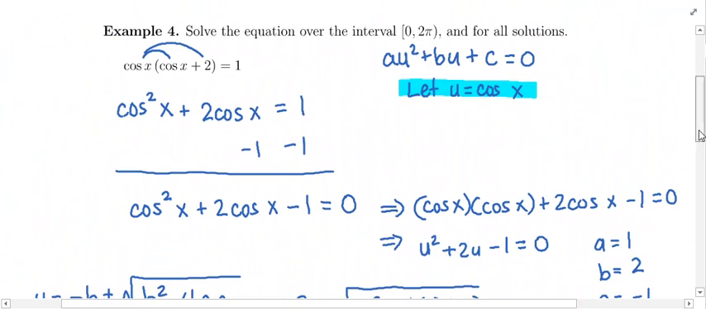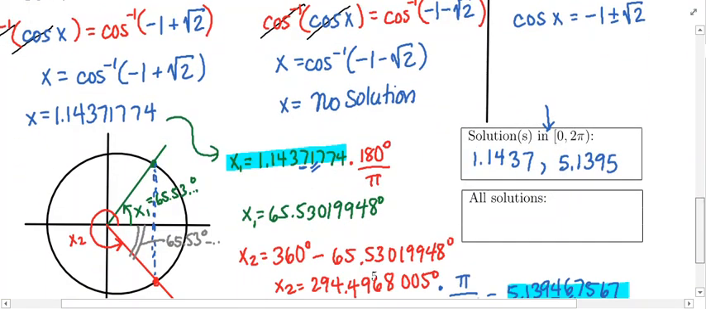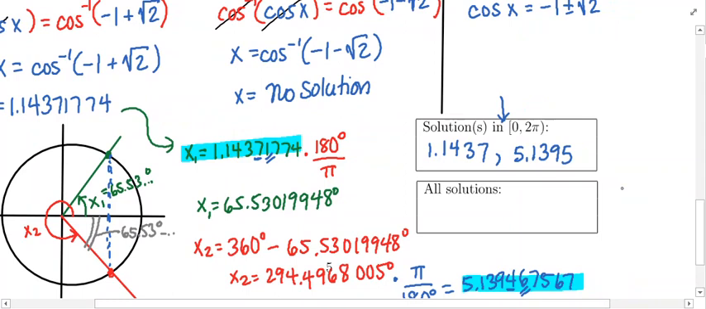We also have to write down the general solution. This will actually be pretty simple at this point. We are working with cosine here. The period of cosine is 2 pi. So we just need to take each of these solutions and add integer multiples of 2 pi. So this is going to be 1.1437 plus n times 2 pi. That's going to be the first statement.